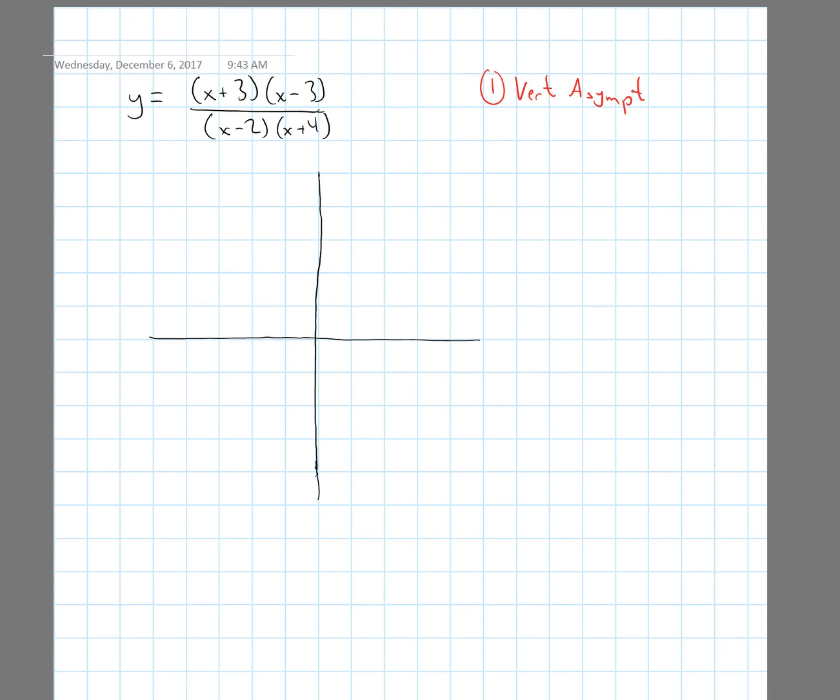The vertical asymptote occurs when any value of x would make the denominator 0. In this case, there's 2, right? If x equals 2 or x equals negative 4, we would get a 0 denominator. Sort of like doing the zero product property in the denominator, right? If one of these parentheses equals 0, the entire denominator will equal 0. So we actually have 2 vertical asymptotes here.